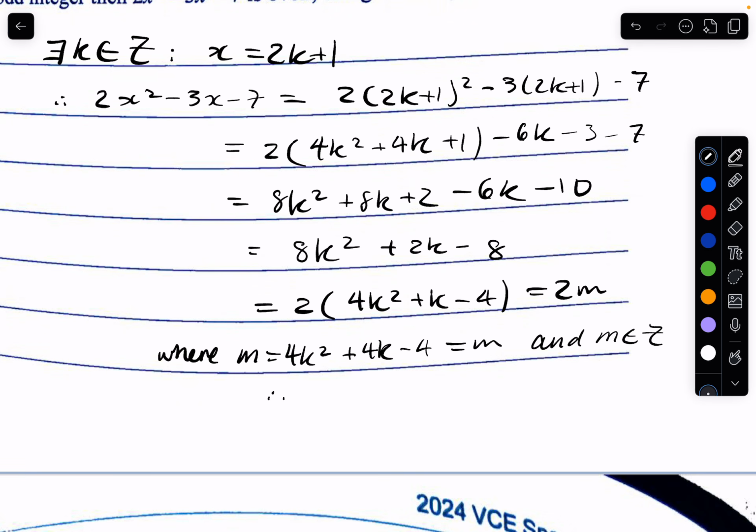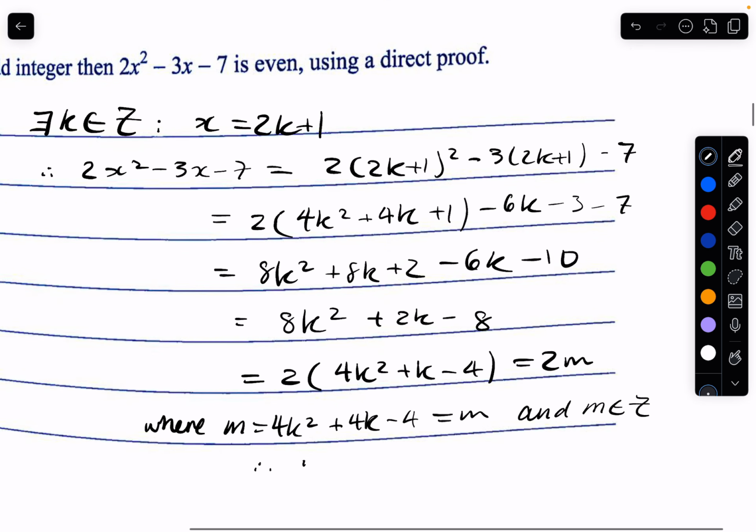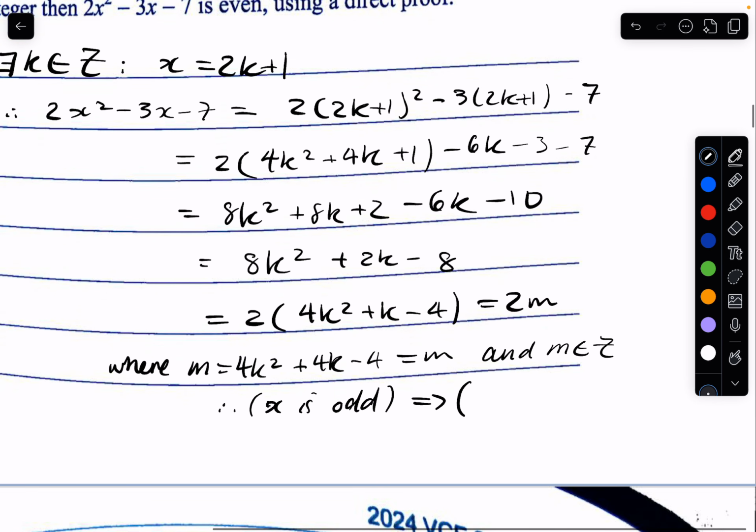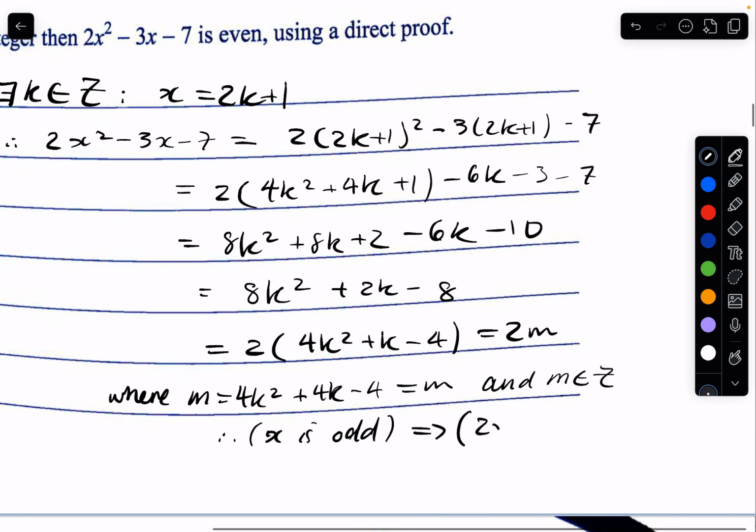Therefore, we can say that x is odd implies 2x squared minus 3x minus 7 is even.